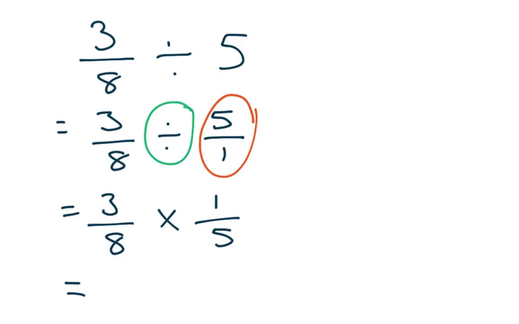We then do normal multiplication. We check diagonally. 1 and 8 have nothing in common. 3 and 5 have nothing in common. So we just do 3 times 1, which is 3, over 8 times 5, which is 40. Can we simplify? No, we're just left with 3 over 40 as our final answer.